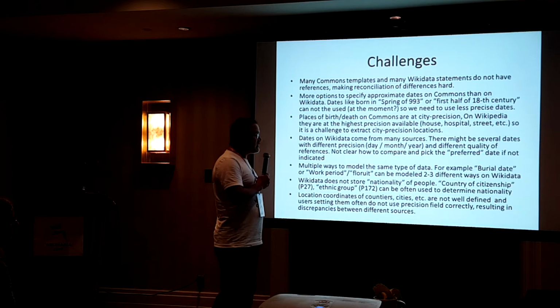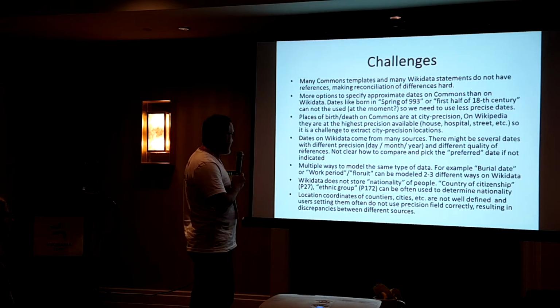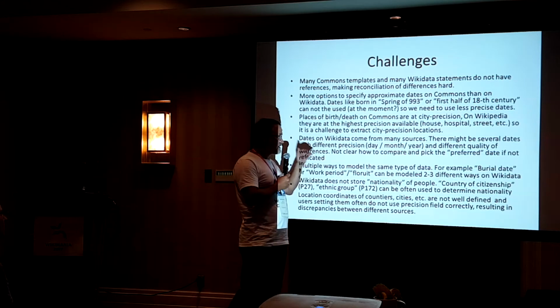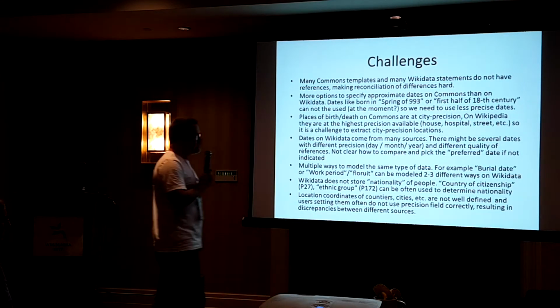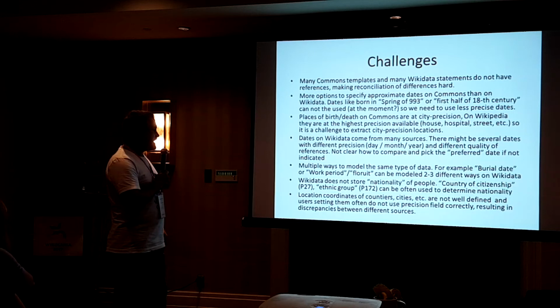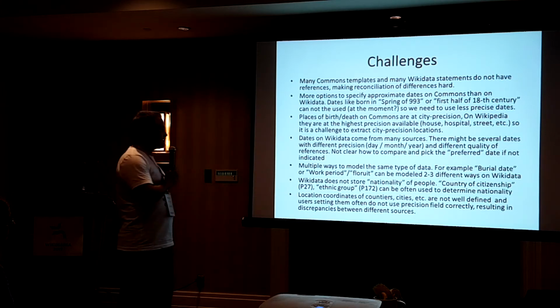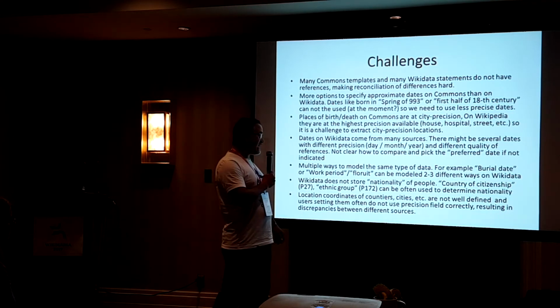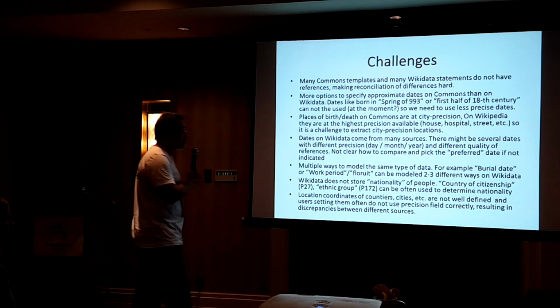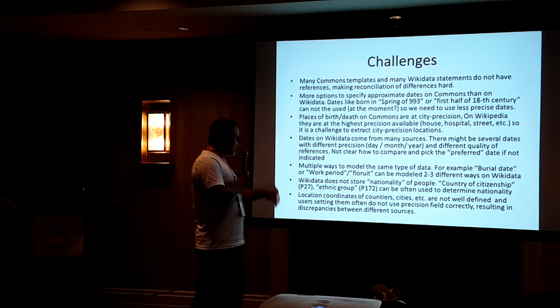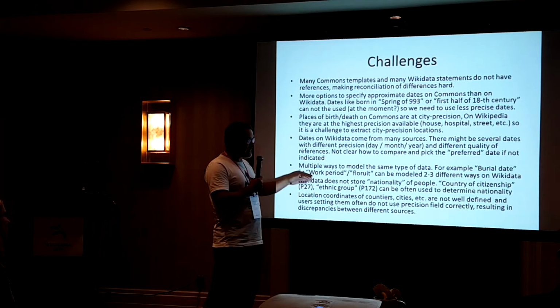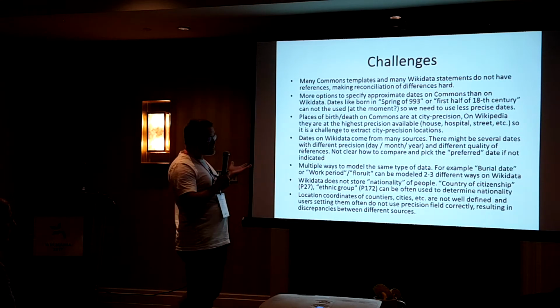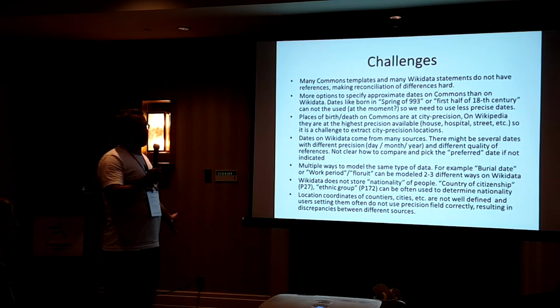And there are multiple ways to model the same thing. I mean, we have a burial date or work period. There are several ways that people figure out how to encode it in Wikidata that are kind of competing, and we have to dig them all out and start writing Lua code that can recognize multiple ways of doing the same thing. Lately, I ran into the problem of nationality. I actually proposed a new property for nationality, because the current one, which is country of citizenship or ethnic group, often matches the nationality concept, but quite often not.